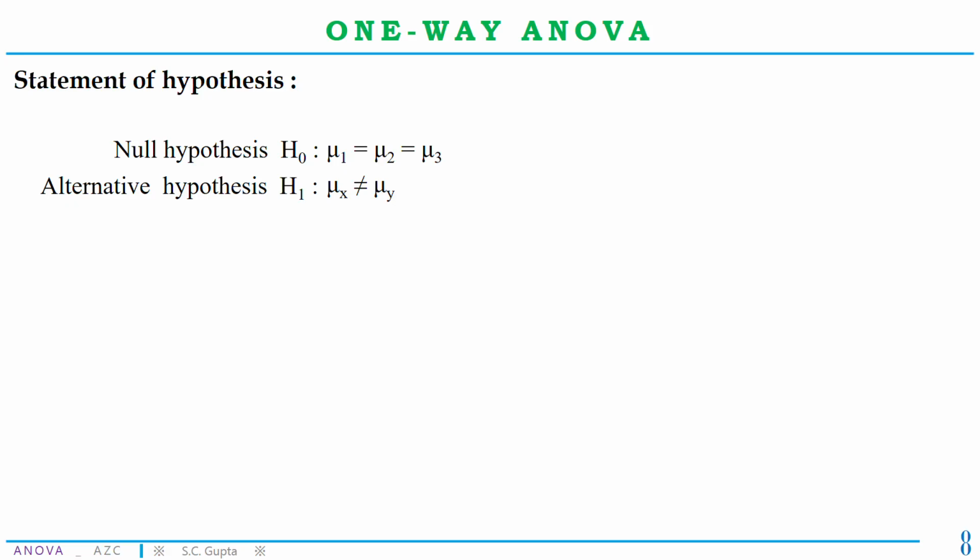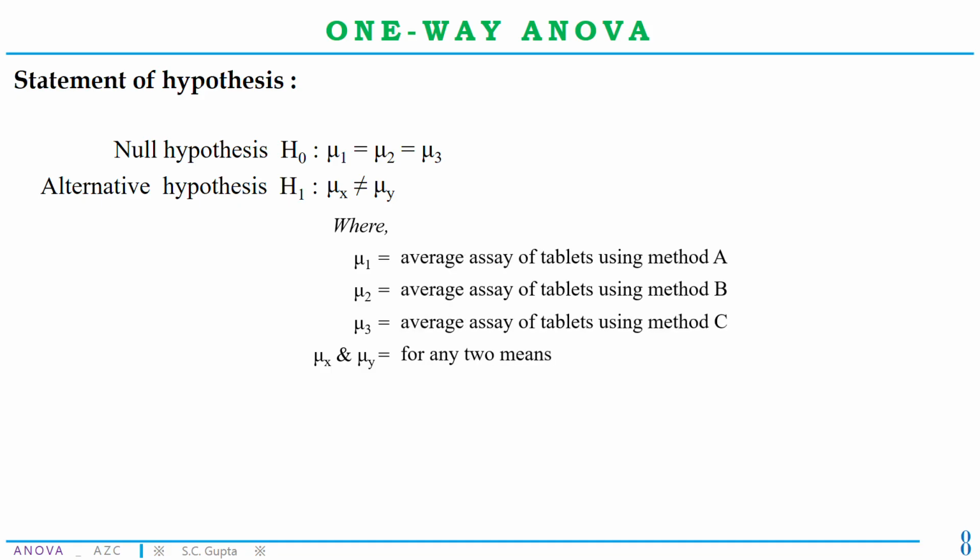Statement of hypothesis: null hypothesis is mu1 equal to mu2 equal to mu3, and alternative hypothesis is mu(x) is not equal to mu(y). Where mu1 is average assay of tablets using method A, mu2 is average assay of tablets using method B, mu3 is average assay of tablets using method C. Mu x and mu y are for any two means.